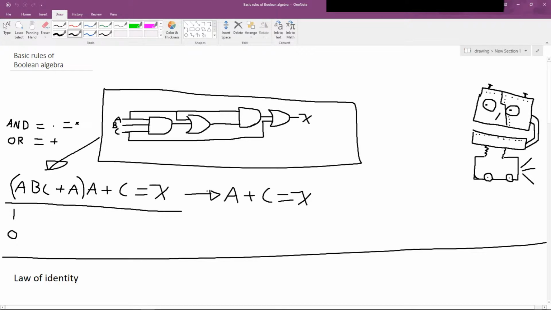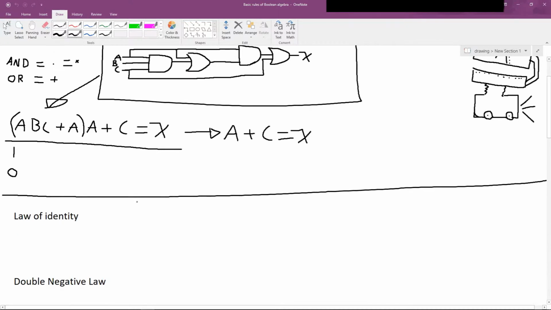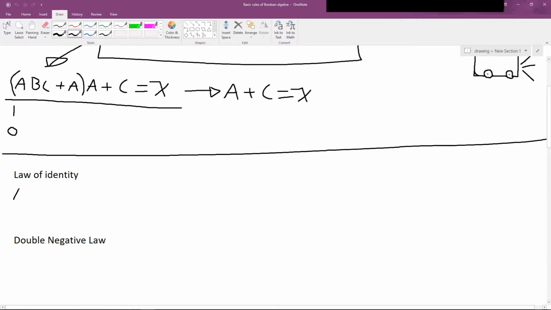The laws I'm going to teach you are quite important when you want to simplify or reduce an equation. However, it's more important to understand the logic behind them than to remember their names or how you write them, since that is what you'll be using when you're reducing or simplifying. So let's get started. The law of identity is quite simple. Just A equals A, and A complementary of course equals A complementary. Nothing new or surprising here.